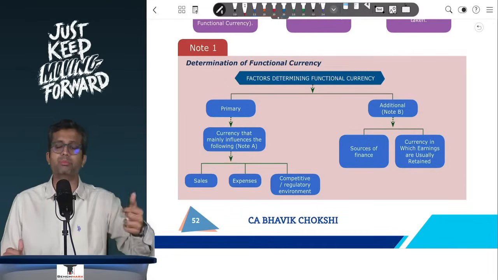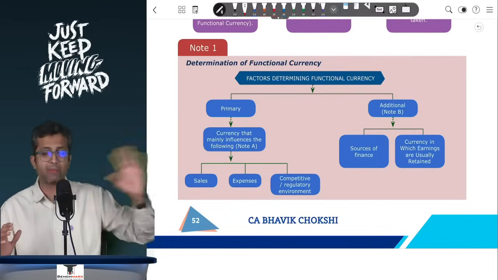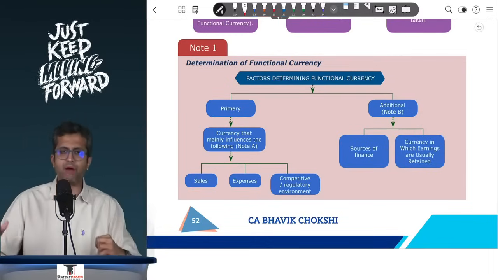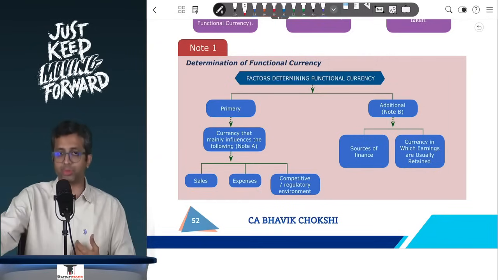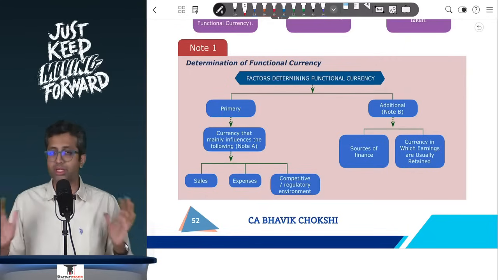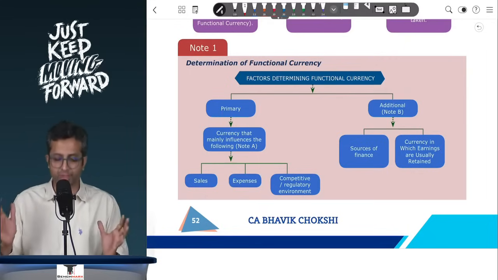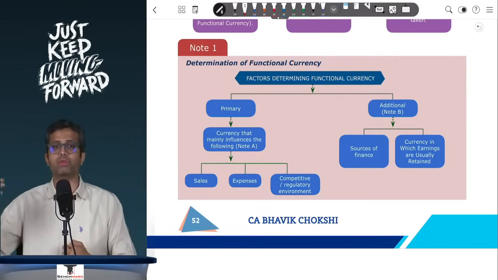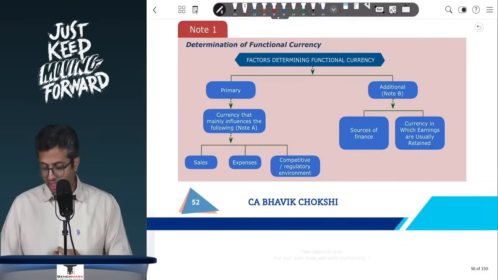However, if I'm running a BPO operation where I'm selling largely to US customers, however my expenses are largely in rupees and my competitors are mixed, they are global, in which case there's a conflict. If there is a conflict, then I will go to the additional indicators, that is the currency in which I'm raising money, the sources of finance, and the currency in which I'm retaining the money.